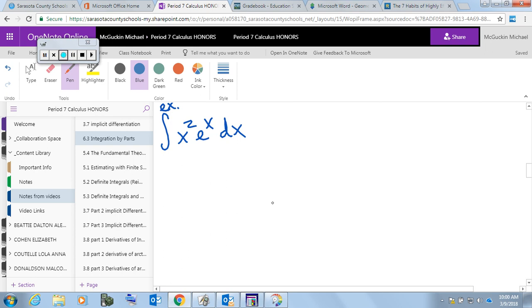So we want to first look at the possibilities. Well, no natural logs, no inverse trig functions. LIPET next would be the P, our polynomial. So it looks like x squared will probably be our best bet to be our u in this case. So let's say that u is going to be x squared, thus dv is going to be e to the x times dx. So there's our u and our dv.